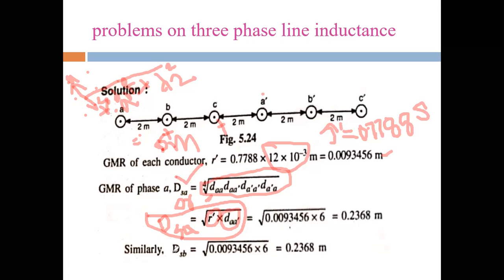Next we calculate the DSB. What is the formula for DSB? It is the square root of R dash into D B to B dash. This is the formula for DSB.